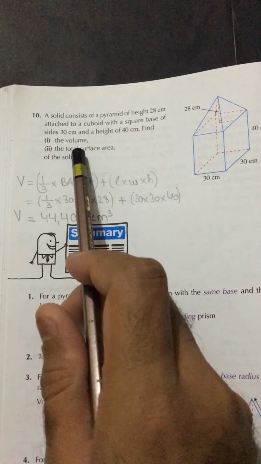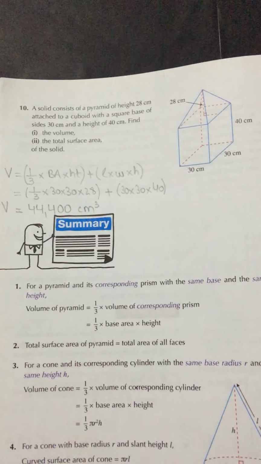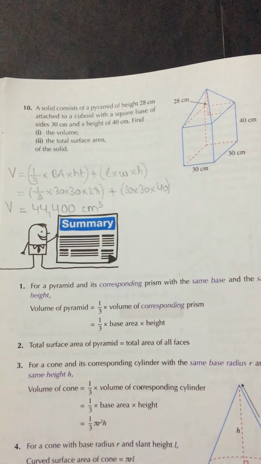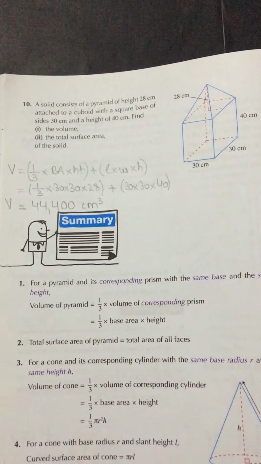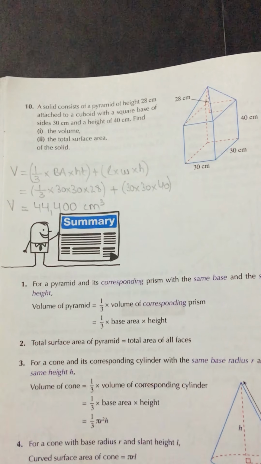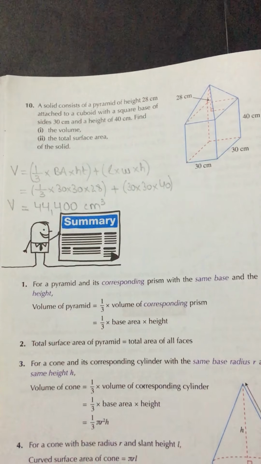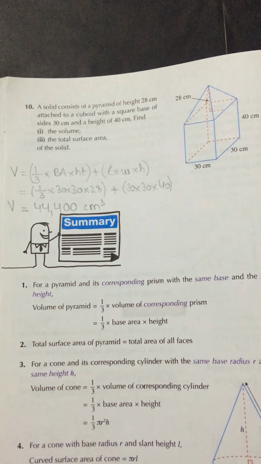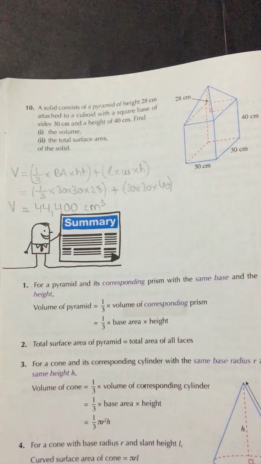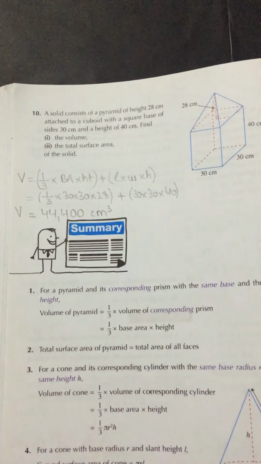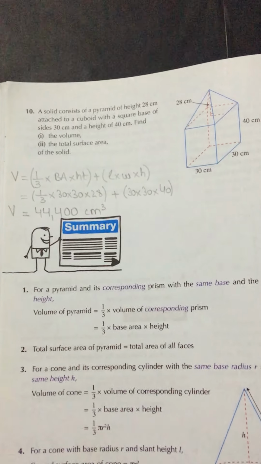The next part is the total surface area of the solid. We discussed in our previous questions that in order to find the total surface area, I just have to consider the outside boundaries, the outside surfaces. The inside surfaces will not be added in total surface area. They will be excluded. If you include those areas, your answer will be wrong.